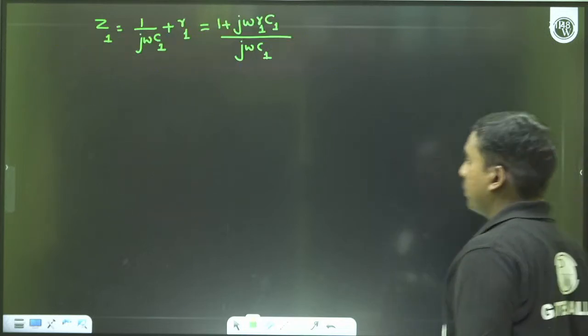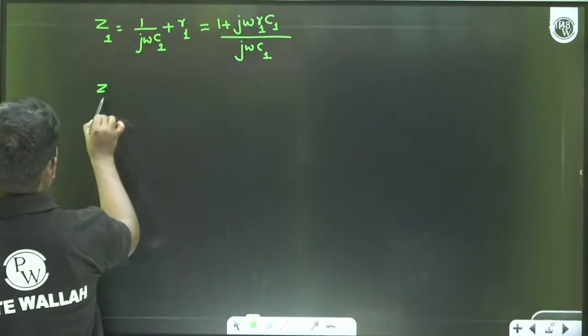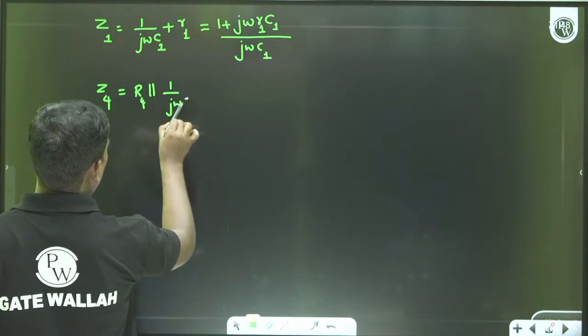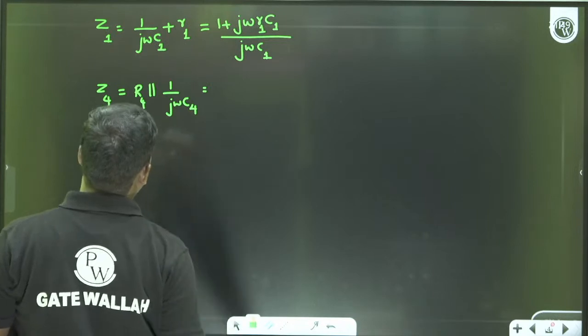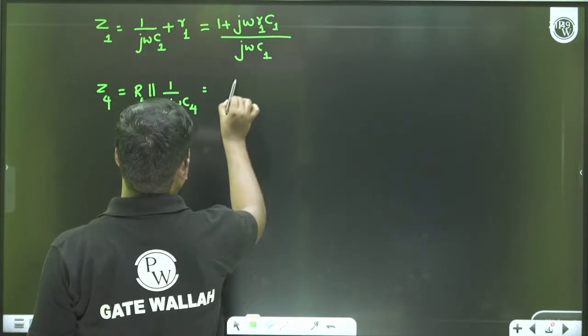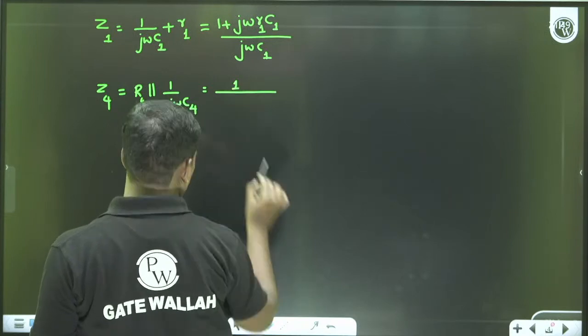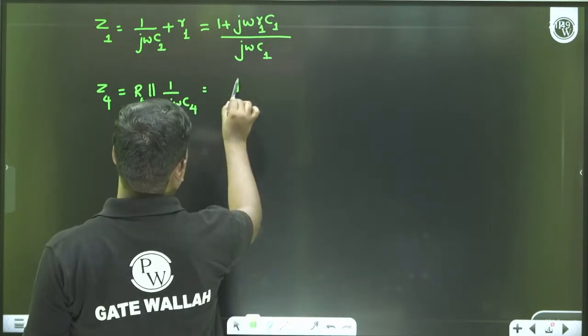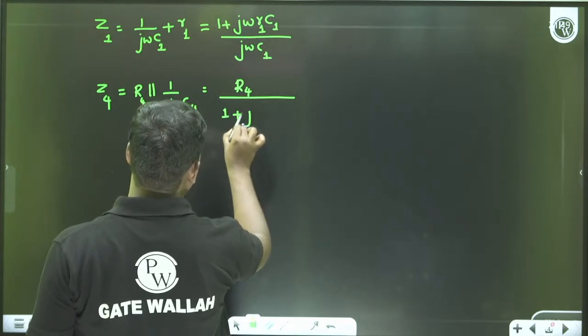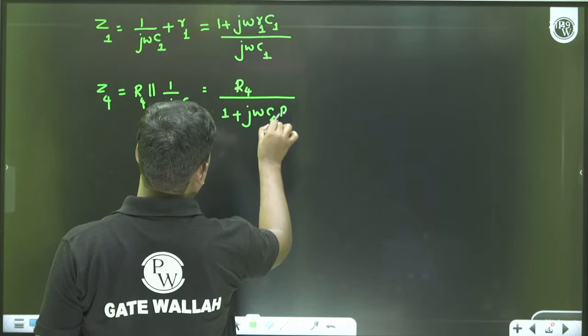Z4 is R4 parallel to 1 by j omega C4. So R4 into 1 by j omega C4 by R4 plus 1 by j omega C4. That means this will be R4 by 1 plus j omega C4 R4.